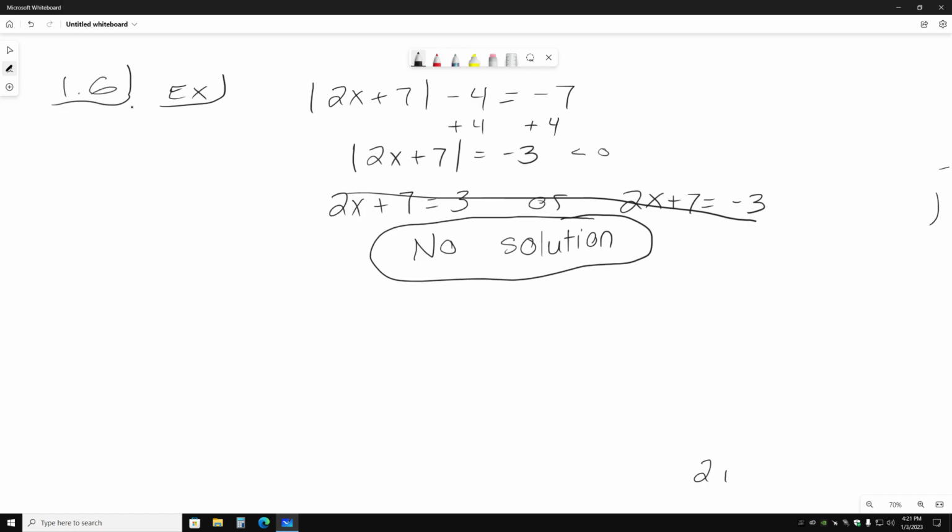So always remember to make sure that the constant makes sense once you get the absolute value alone. It has to be at least 0. It can be 0, it can be positive, but it cannot be negative. Let's go ahead and try some more with this.